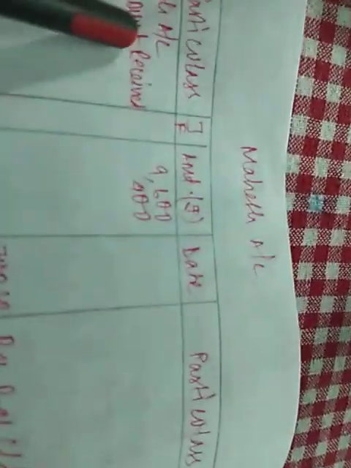This entry was on 2018 June 1st. So we have made the entry on June 1st to cash account. The amount of cash was 9600. So we'll write 9600 in the ledger account also. In the ledger we have written 9600 in cash.